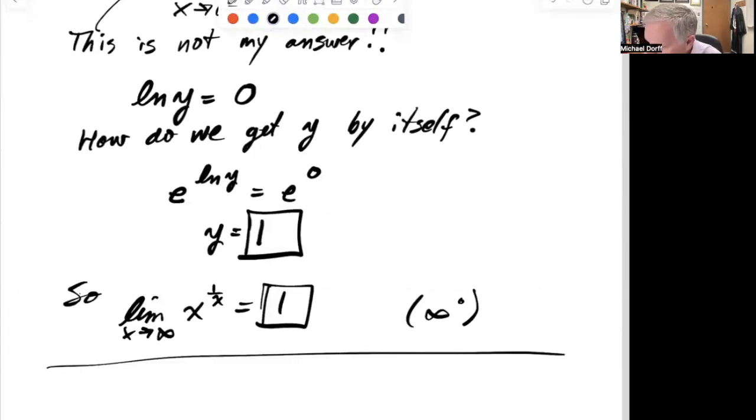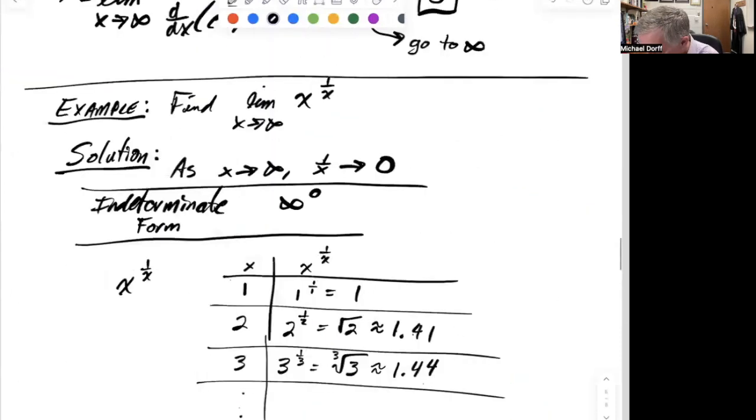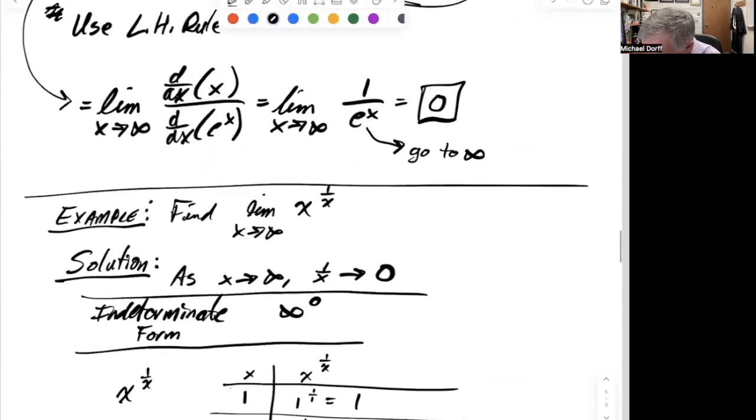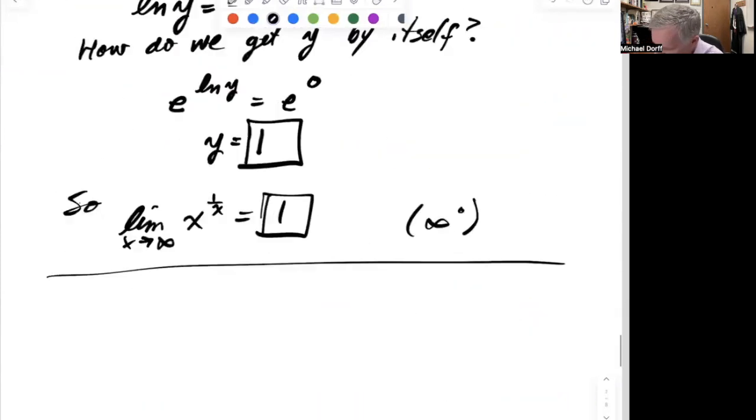All right, one last example here. So that was example number, what did we do? Oh, I didn't label that one. That was example number 5. So now we have example number 6. Okay.